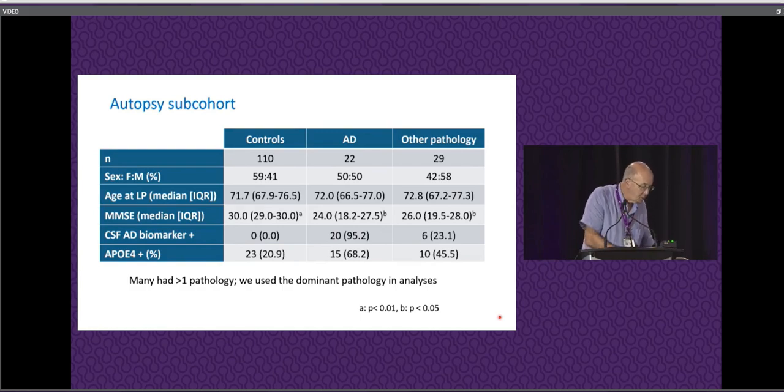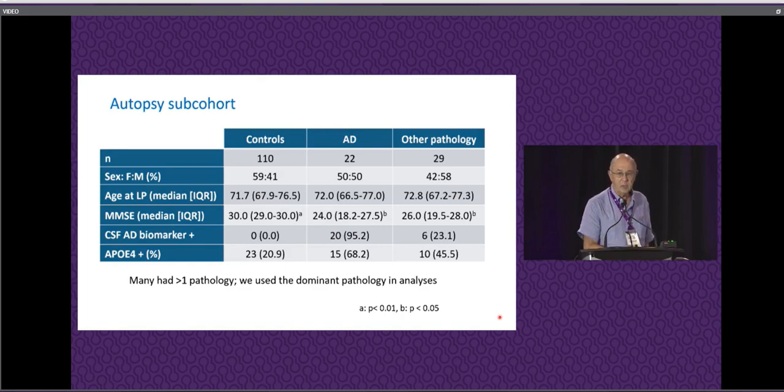In the autopsy sub-cohort then, we had 110 controls, 20 people who had predominant AD pathology, 29 with other pathology, and you can see the distribution by age at LP, sex, and mini-mental scores. The AD group had a mean mini-mental of 24, other pathology 26, so relatively mild. CSF AD biomarker positivity: a percentage of the people with other pathologies did have positive AD CSF biomarkers.